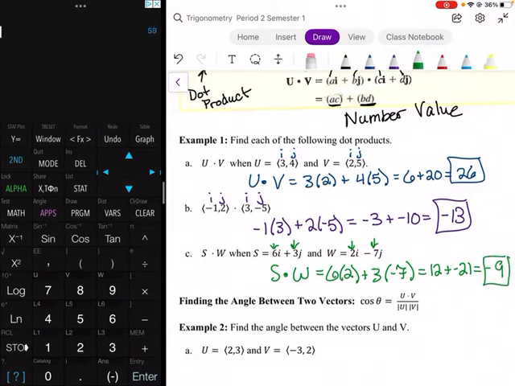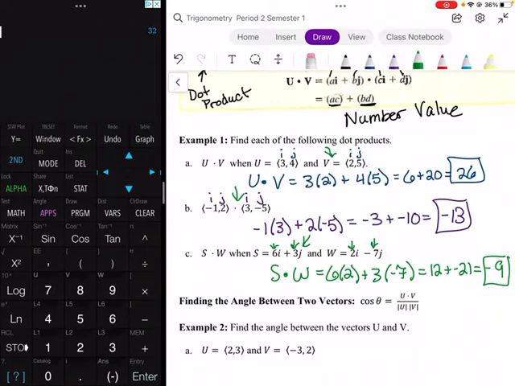So these are 3 different ways that we would be presented with vectors and how we would be expected to find the dot product. It's very similar even if they give us the vectors where we're given the name of the vector or we don't have names, or where we are given names and they're written out in terms of i and j.